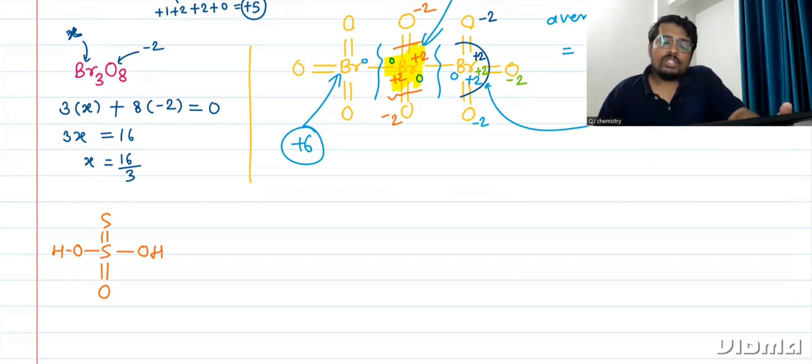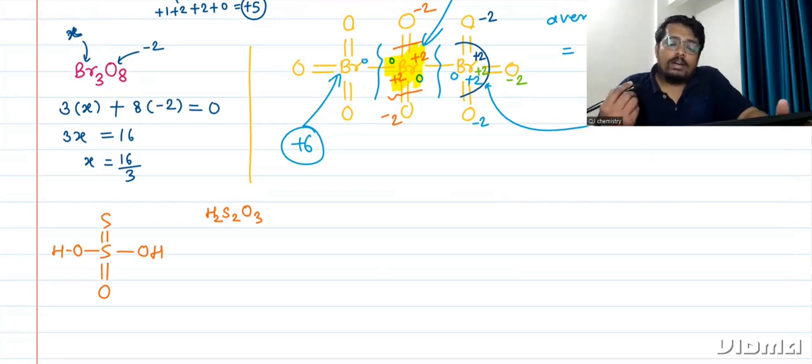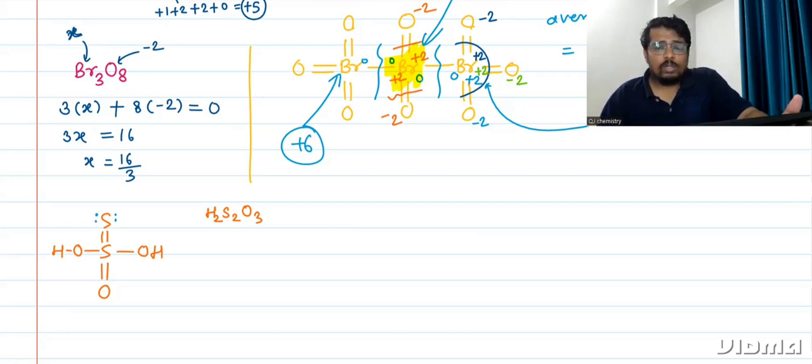H2S2O3. This is the structure of H2S2O3. Here, find the oxidation state of the sulfur atom. So first let us dissociate the bond and find the oxidation state for the sulfur atoms. Now what is the oxidation state here of this terminal sulfur? Look, here a sulfur-sulfur double bond is there.